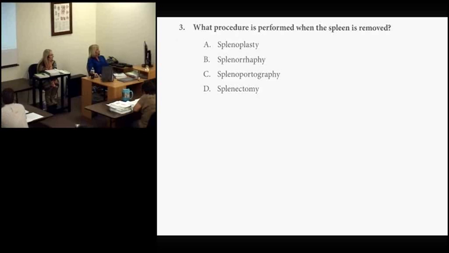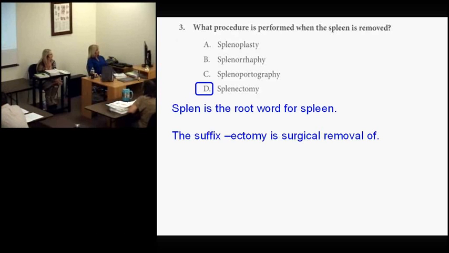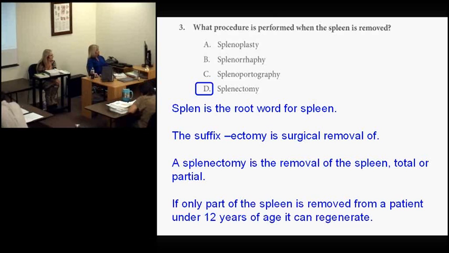What procedure is performed when the spleen is removed? Splenectomy, D. Splen or spleno is the root word for spleen, so if you add ectomy, that's what you get, right? Removal of the spleen. And we can remove part of it as well.